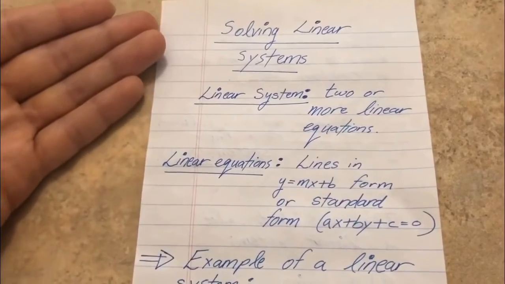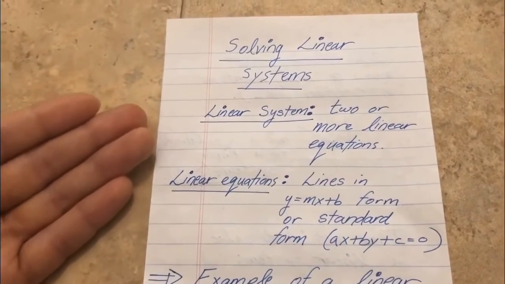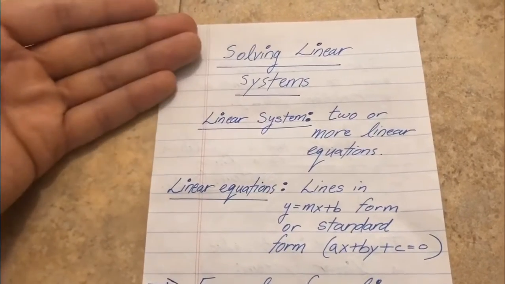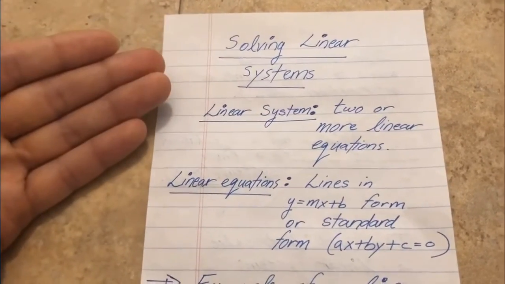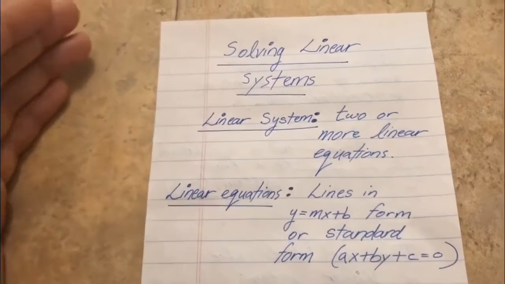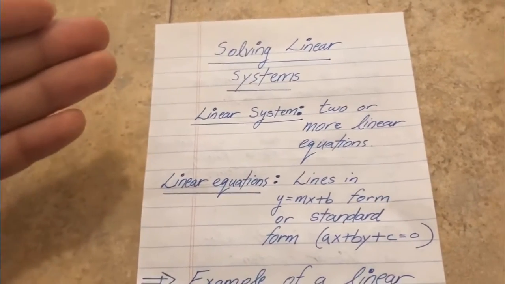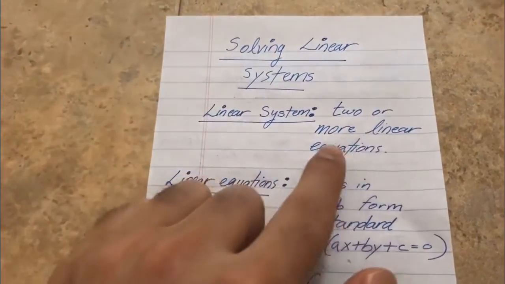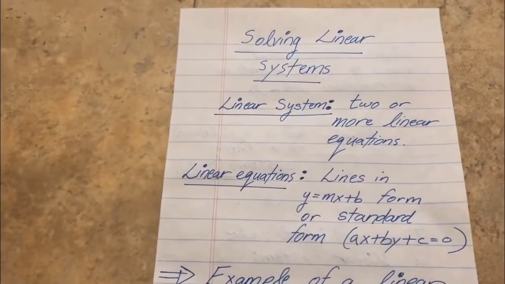So here we go. The first lesson is on linear systems. What we're going to do in this unit is we're going to solve a linear system. We're going to talk about what that means. For that, though, we're going to talk about what a linear system is. A linear system is a set of two or more linear equations.